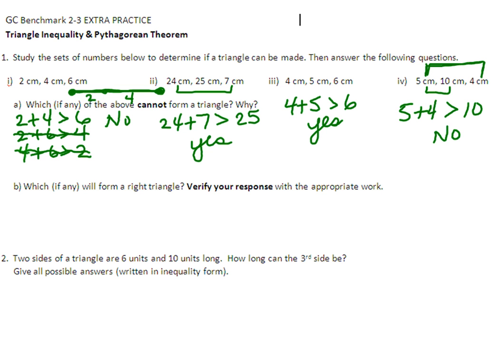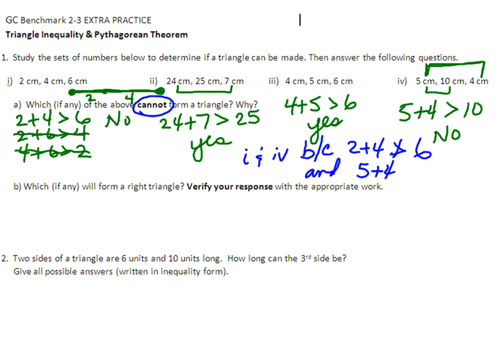So to answer the question, it says which, if any, of the above cannot form a triangle. So the first one, so I'll say Roman numeral I, and the fourth one are the no's. And then you have to say why. So say because the sum of the smallest two sides is not longer than the third side, and you can see all the work there, and that's fine. Or you can just restate the work. So because 2 plus 4 is not greater than 6, so put a slash through the greater than 6. And 5 plus 4 is not longer than 10. So I'll probably just put a circle around that to make that stand out.